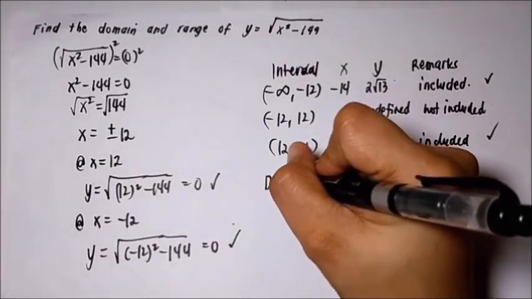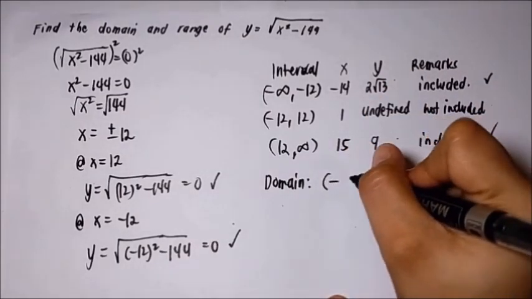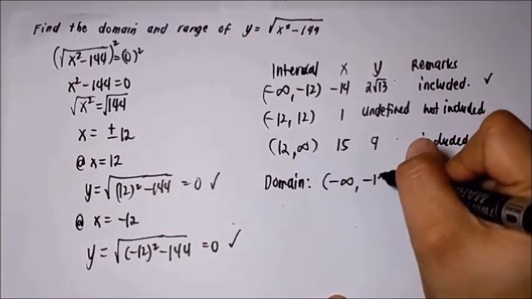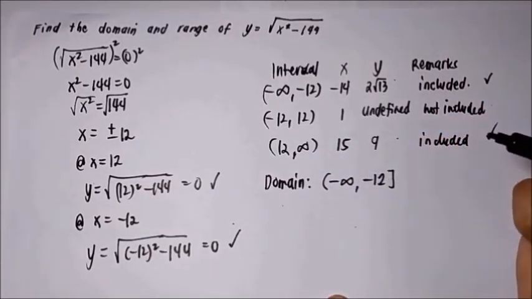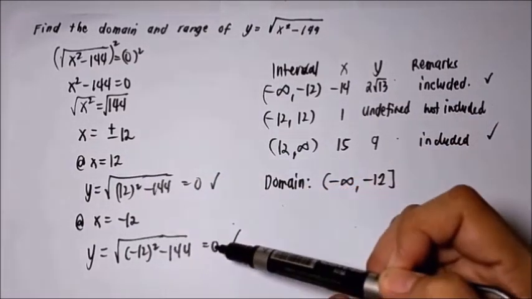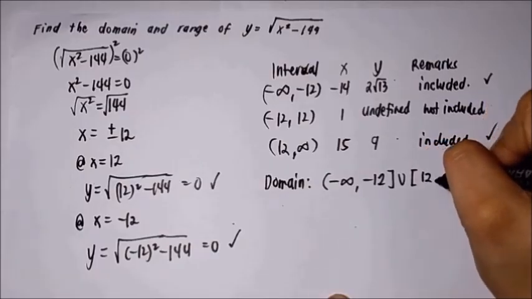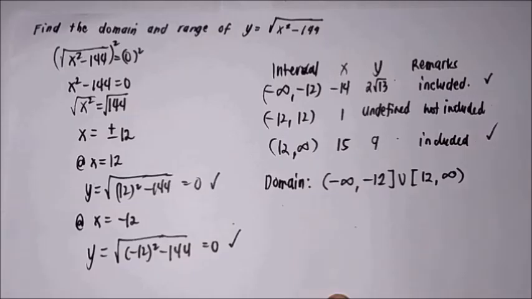So let's now write the domain of the given. What would be the domain? We have negative infinity to negative 12, but we will be using a square bracket for negative 12 because negative 12 is included, with the union of positive 12 to positive infinity.